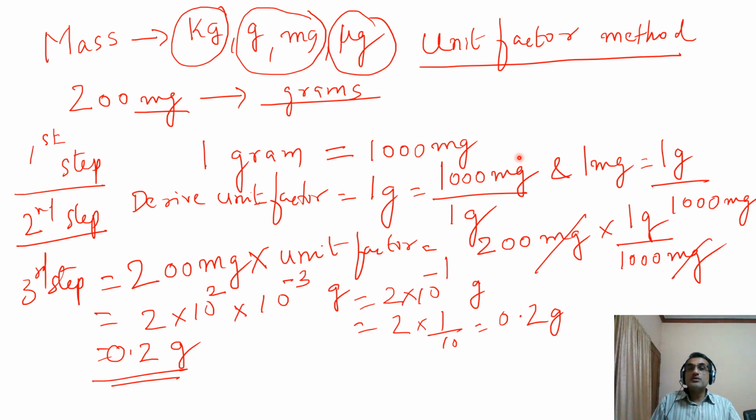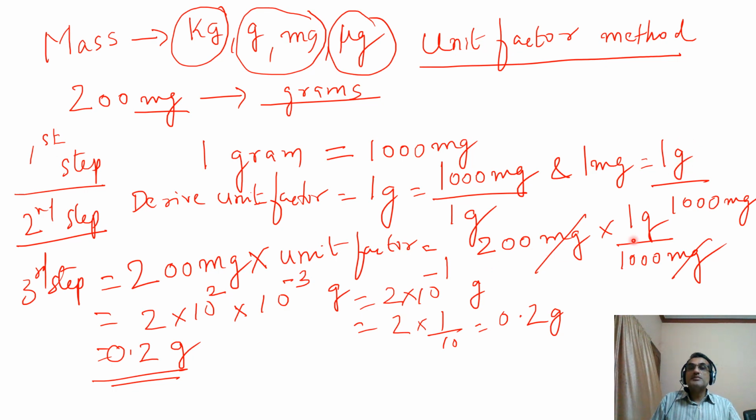Which unit factor will I choose? That unit factor which contains the desired unit in the numerator. So what is the desired unit? Here 200 milligrams has to be converted to grams. So the unit which I require is grams. So among these two unit factors, I'll be selecting the second one because that contains the desired unit. 1 gram is present. Gram is present on the top.